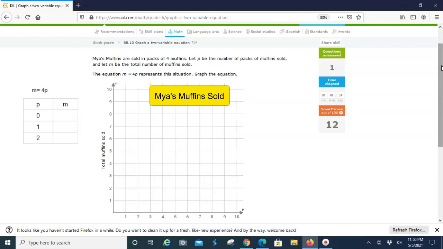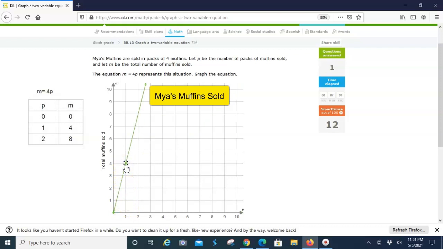So if I input a 0, 0 times 4 is 0. If I input a 1, 1 times 4 is 4. And if I input a 2, 2 times 4 is 8. Now I can pick any of these ordered pairs to put on my graph. 0, 0 is easy, so I could put that right here at 0, 0. And then I have 1 and 4. So I go over 1, up 4.